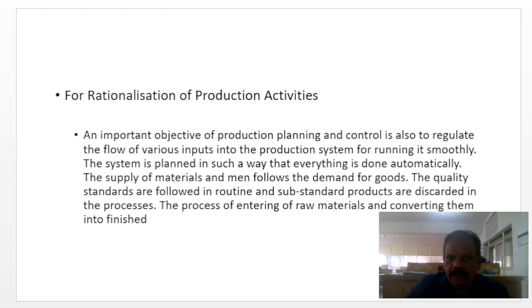It is also helpful for rationalization of production activities. So an important objective of production planning and control is also to regulate the flow of various inputs to the production system for running it smoothly. The system is planned in such a way that everything is done automatically. The supply of materials and men follows the demand for goods. The quality standards are followed in routine and substandard products are discarded in the process.